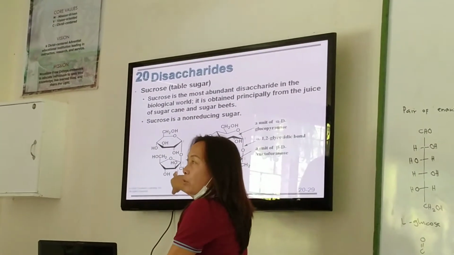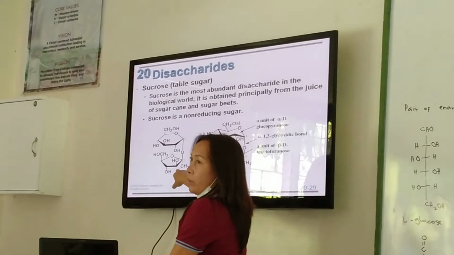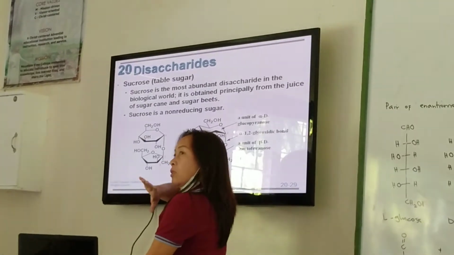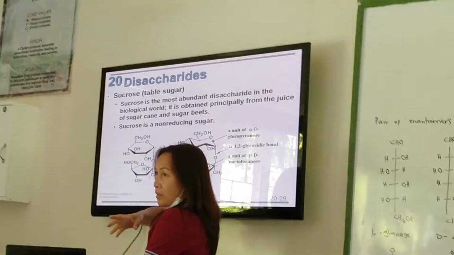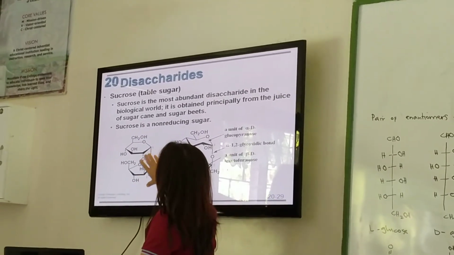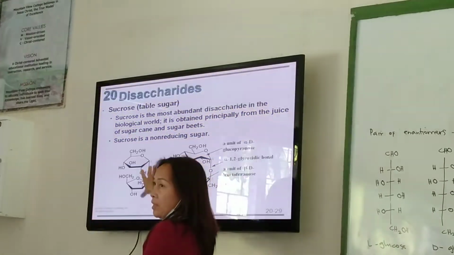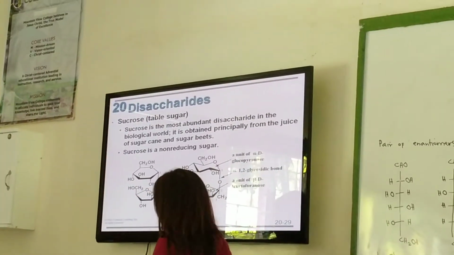Now in your laboratory, you'll be performing an experiment that will help you identify whether the given different carbohydrates are reducing or non-reducing. So for sucrose, it's non-reducing because it doesn't have any free hemiacetal group.